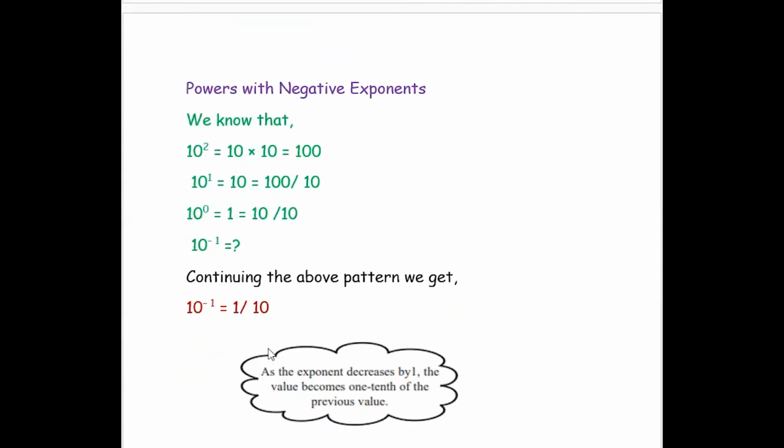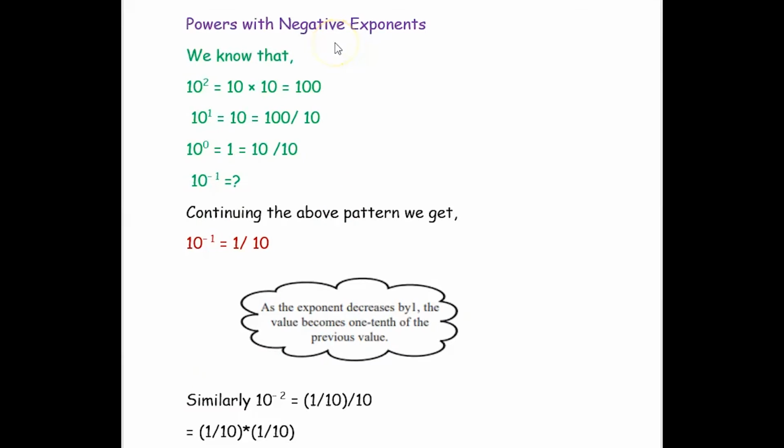Now we will see powers with negative exponents. Let us see how to write that. First, we know that 10 raised to the power 2 is 10 repeated 2 times, that is 10 into 10, that is 100. Also, 10 raised to the power 1 means 10 repeated 1 time, that is 10. How did we get this number? The previous number 100 is divided by 10, reduced by 1/10th, so we get this.